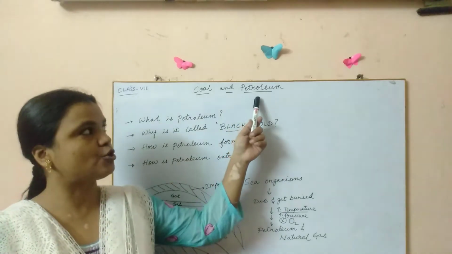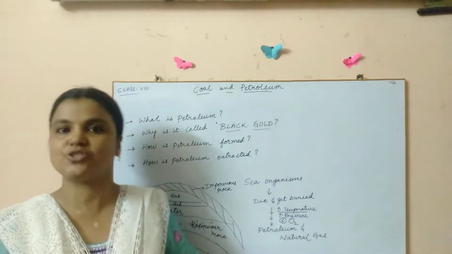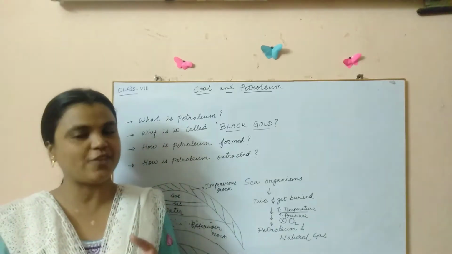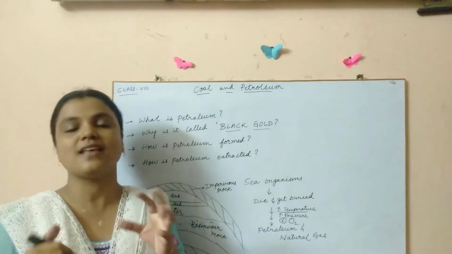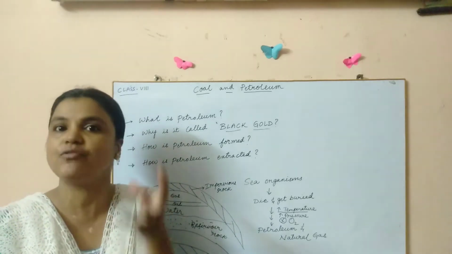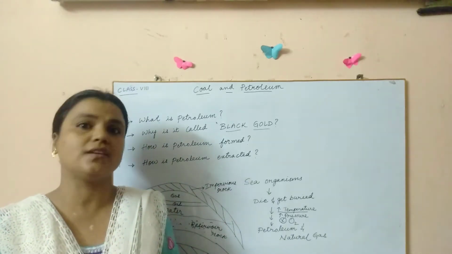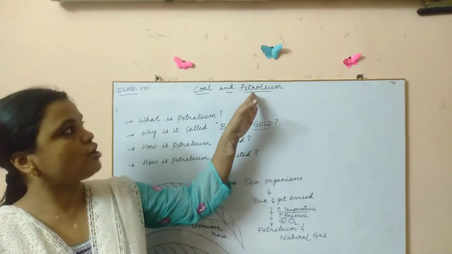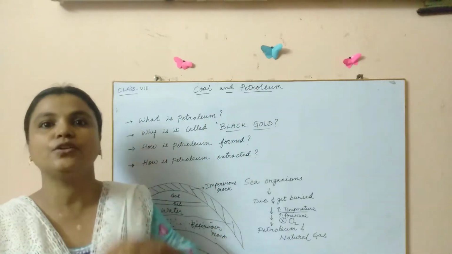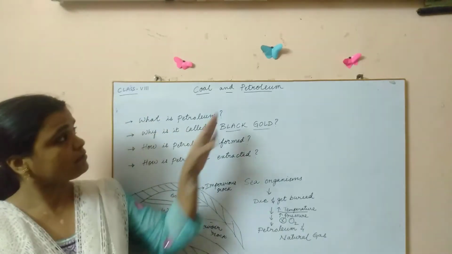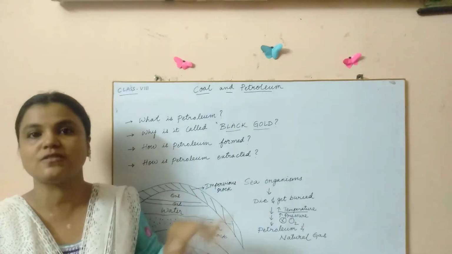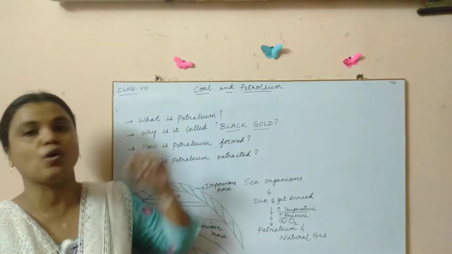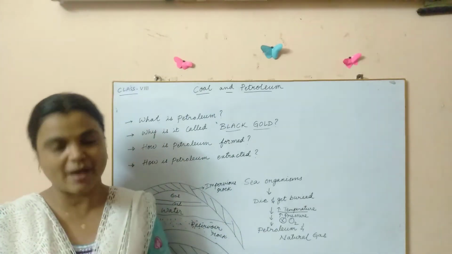As you know, coal, petroleum and natural gas are all called fossil fuels. As you know very well by now, these are the fuels which we get from the dead remains of living organisms, whether it is a vegetative source or an organism source, right? So petroleum is one kind of fossil fuel which is formed from the dead remains of living organisms, in contrast to coal, which is formed from the dead remains of vegetative matter, right?